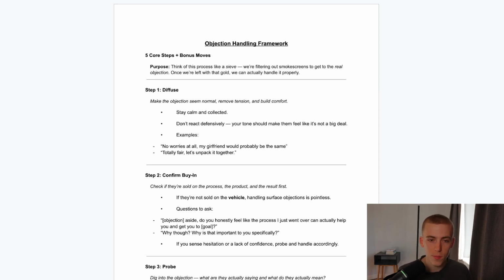So the first step of the framework is step 1, and it's to diffuse. A lot of prospects don't feel comfortable sharing the true objection, and they feel like you're going to pounce on them and try sell them as soon as you give them some form of objection. So this step is to really make them feel comfortable, make the objection seem normal, and remove any tension, and just pretty much build that comfort.